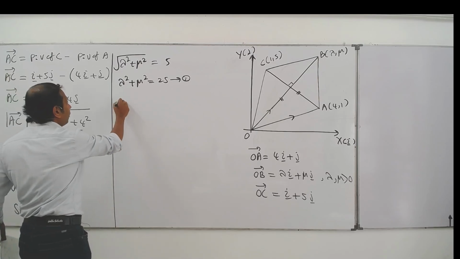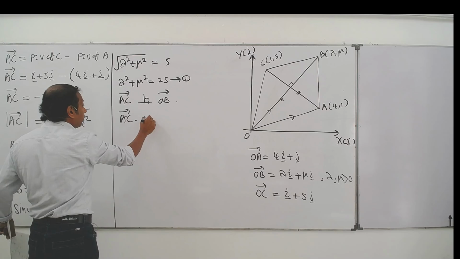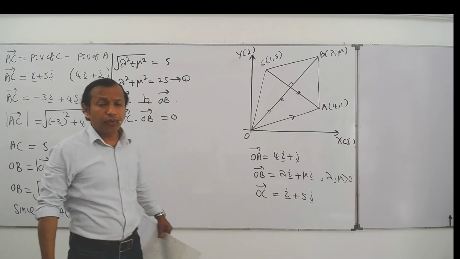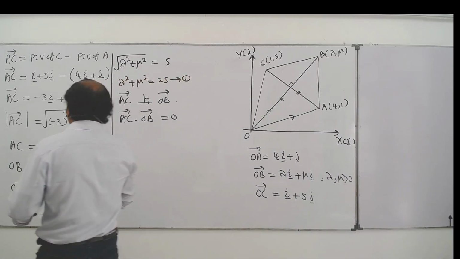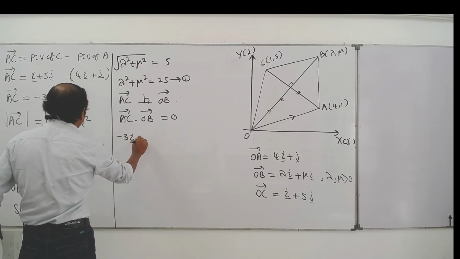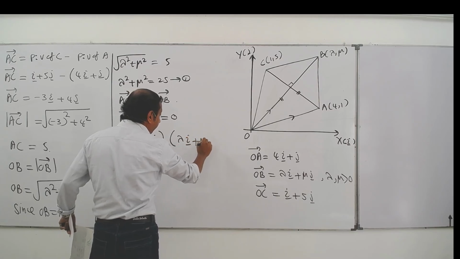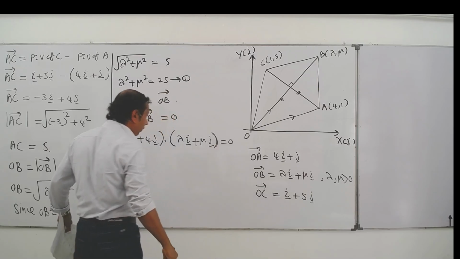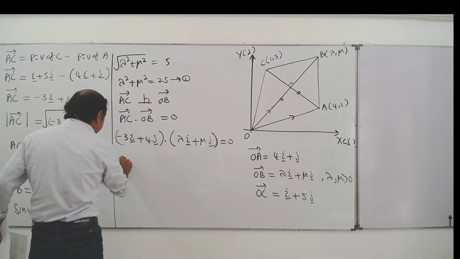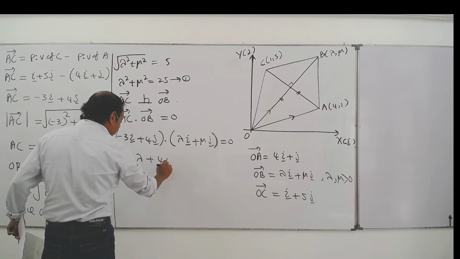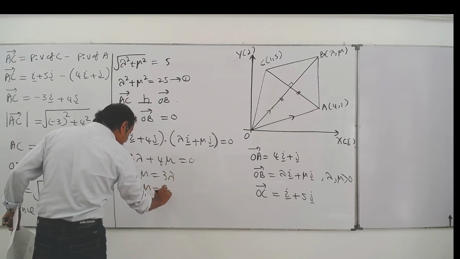Right. Now, AC vector is perpendicular to OB vector. Therefore, we can write AC dot OB should be equal to 0. You know, when two vectors are perpendicular to each other, the dot product of the vectors is 0. Right. Now, AC I can write here: minus 3i plus 4j dot OB, which is lambda i plus mu j, should be equal to 0. You know how to take the dot product between two vectors involving i and j. We multiply i coefficients, minus 3 lambda, and multiply j coefficients, plus 4 mu, which should be equal to 0. By this you can write 4 mu equals 3 lambda, mu equals 3 lambda by 4.